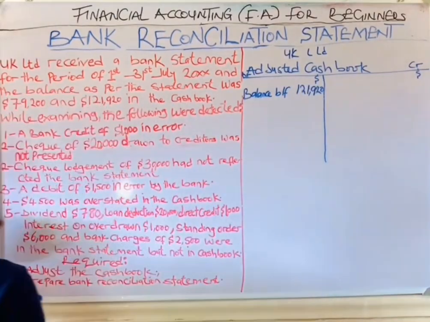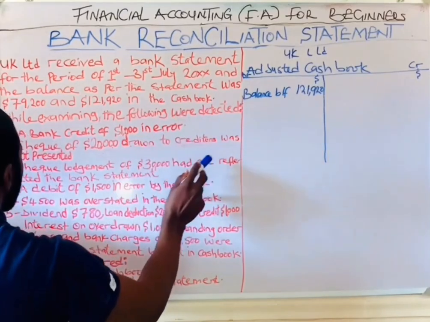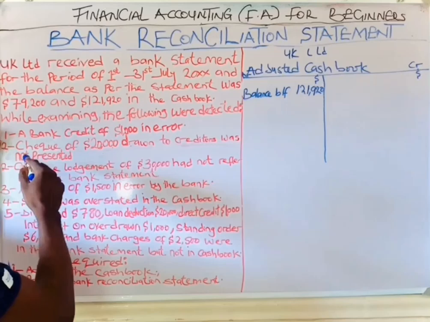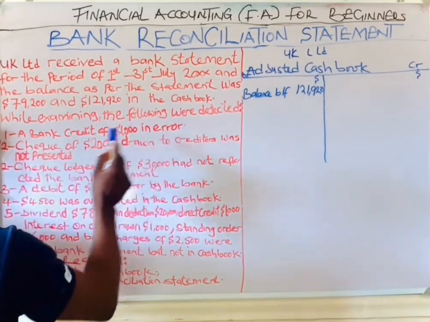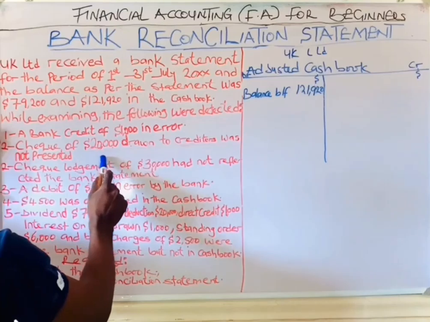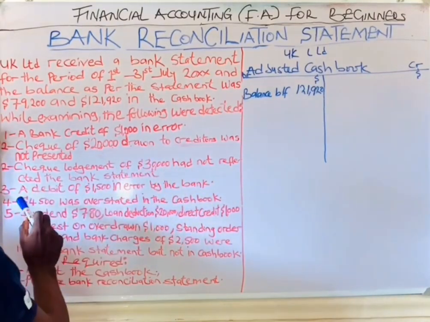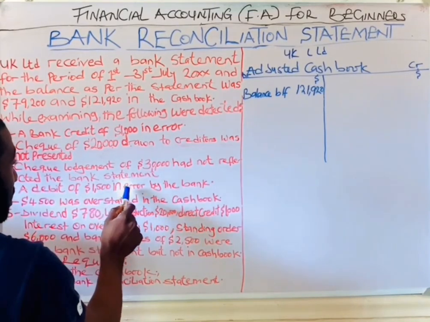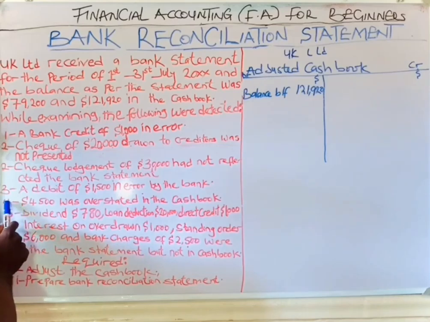So let's continue. While examining, the following were detected. A bank credit of $1,000. We've already read the question, and this is in the bank statement. A check of $20,000 drawn, and a check lodgement, go to the bank statement reconciliation. A debit of $1,500 in error by the bank will be corrected in the bank statement reconciliation.